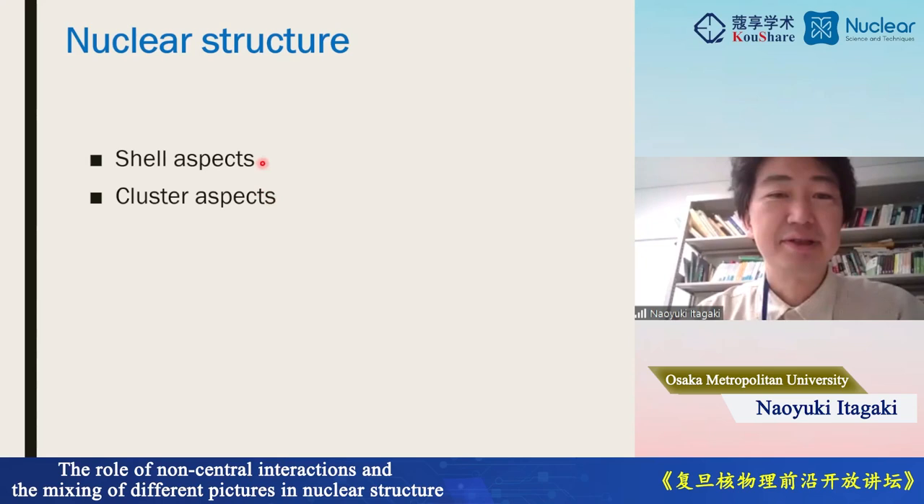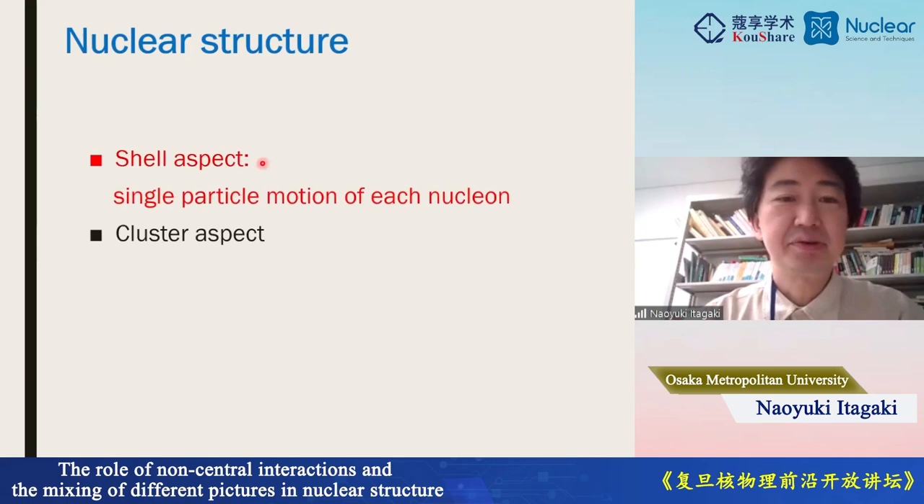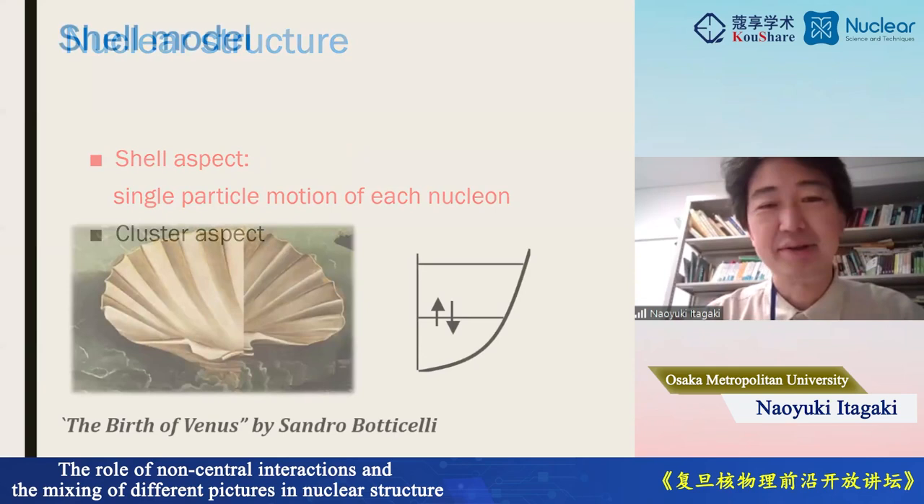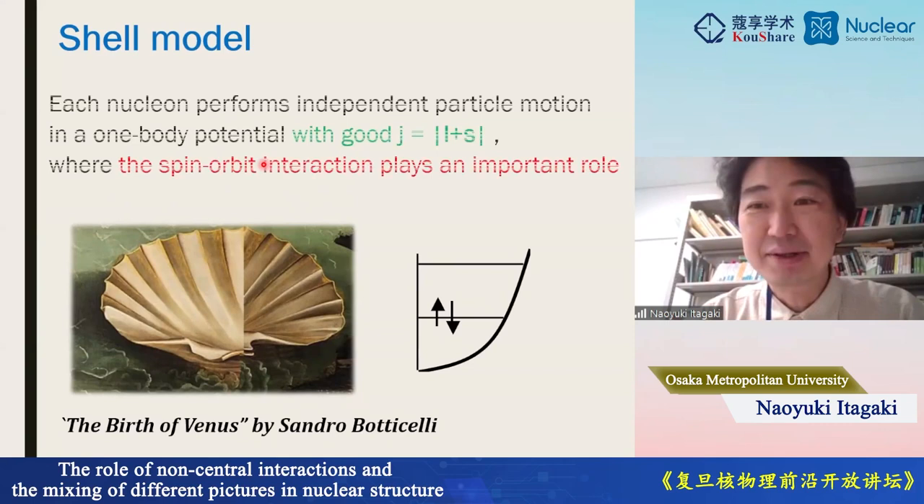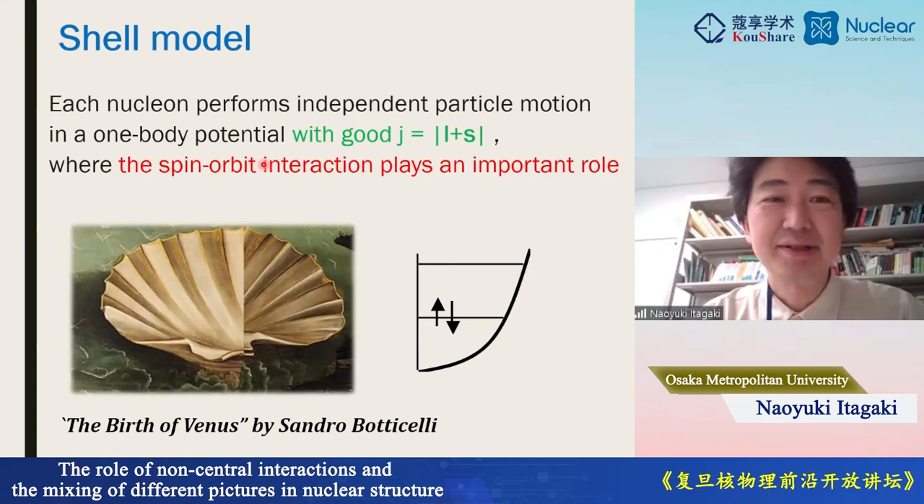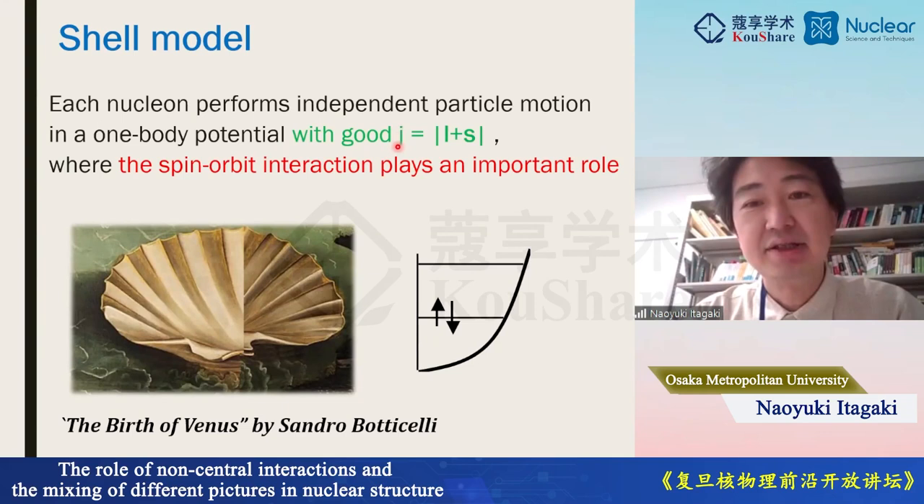And the shell aspect is, in short, the single particle motion of each nucleon. If you open a textbook, you already know what shell structure is. The shell structure is that each nucleon performs an independent particle motion in a one-body potential. And an important point is that in this shell model in nuclear structure, each nucleon has good J. What is J? J is a coupling of the orbital angular momentum and S. So it has good J.